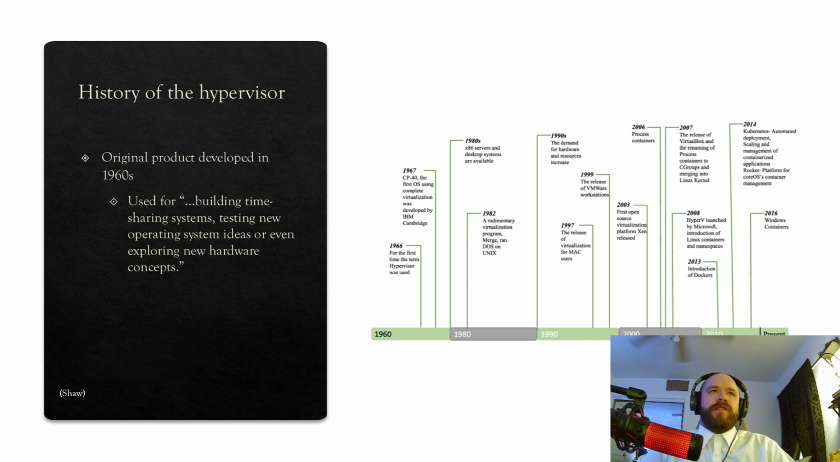The history of the hypervisor is that originally it was created in the 1960s by IBM, and the original product was used for building time-sharing systems, testing new operating system ideas, or exploring new hardware concepts. It was originally used as sort of a version control system so that developers could make changes without risking the deployed product. Later, in the 2000s, the system was developed into the first batch of hypervisors and used by Linux, and many realized its abilities.